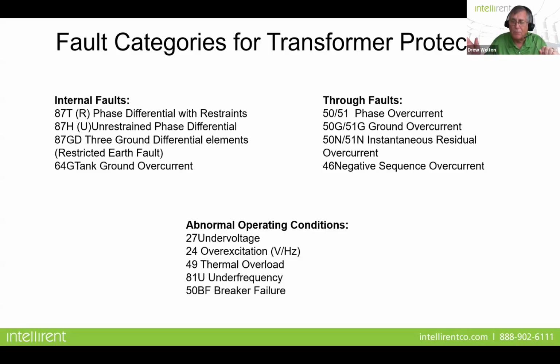So if something happens upstream or downstream that may cause damage to the transformer, they're in a group all their own as well. And then other things I call abnormal operating conditions. These are things that happen on the system that can influence or cause harm to the transformer itself. Things like undervoltage, overexcitation, and then some elements that may be there, such as underfrequency for load shedding applications.